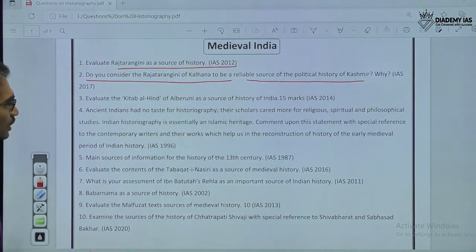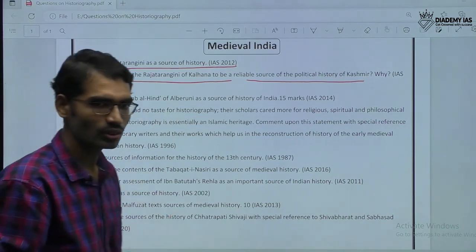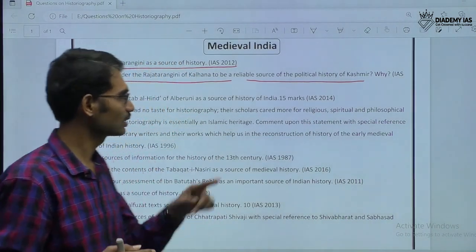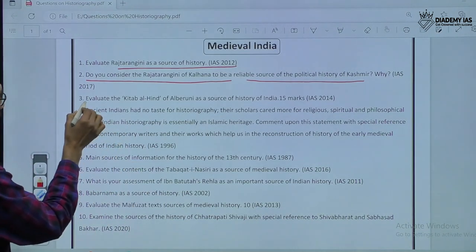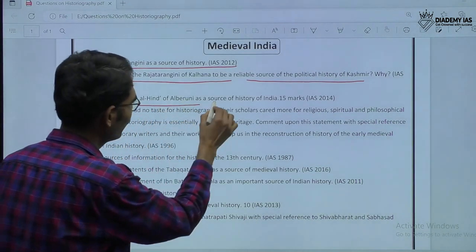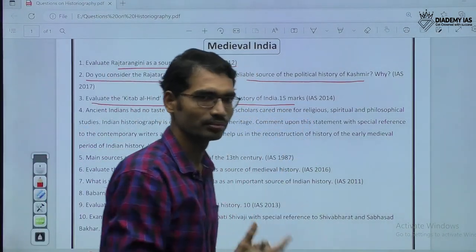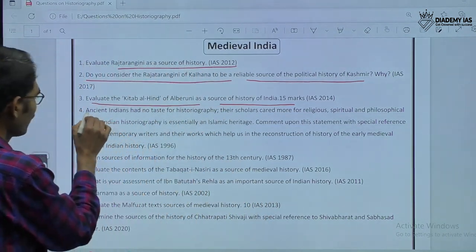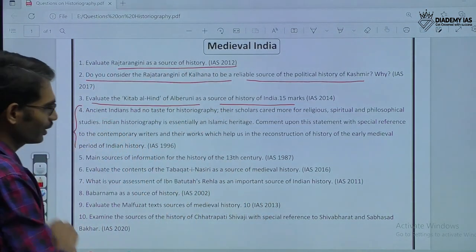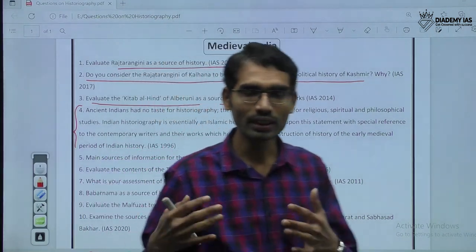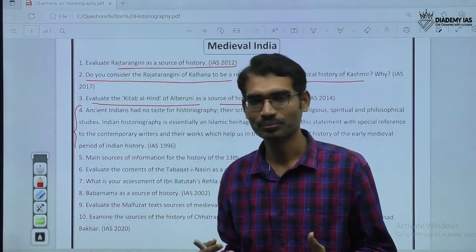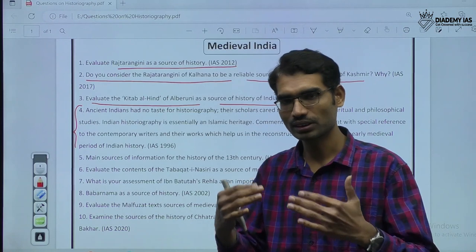So two important questions. And another important source from the outsider perspective is Al-Biruni's observation. Evaluate Kitab al-Hind of Al-Biruni as a source of history of India. So this is one question. Now there is one kind of criticism about Indian writings, that Indians do not know how to write history.